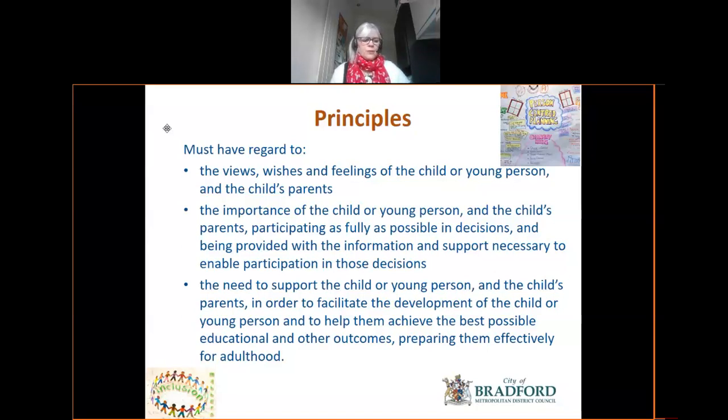Think for a moment how inclusive your setting is and how it supports a person-centred planning approach. How do you involve pupils, parents, carers? How do you provide them with information?